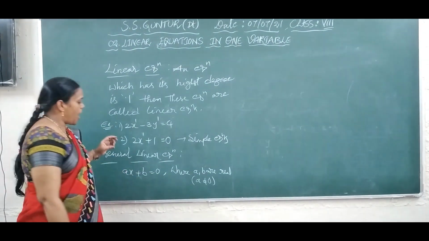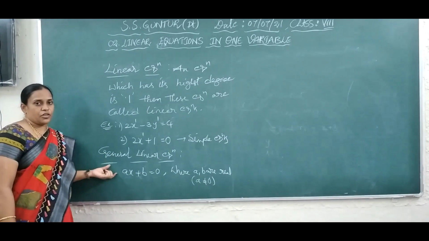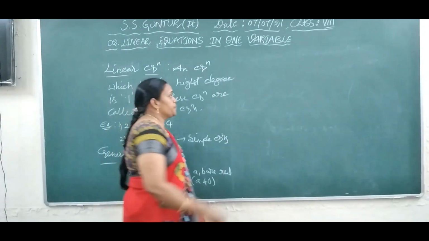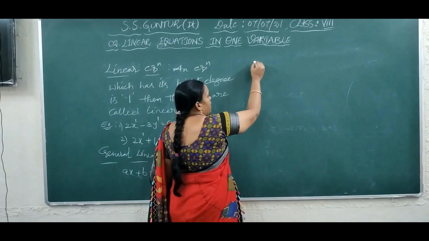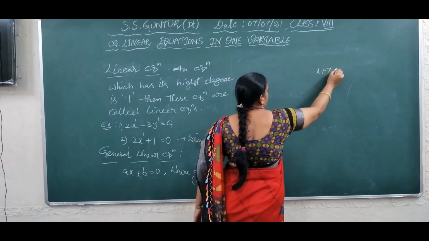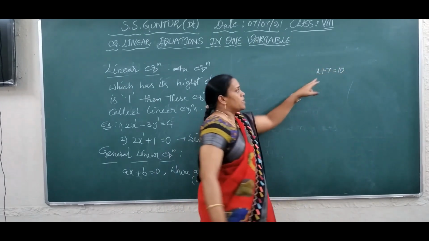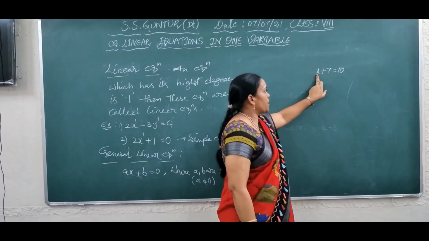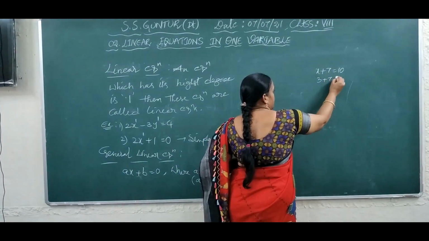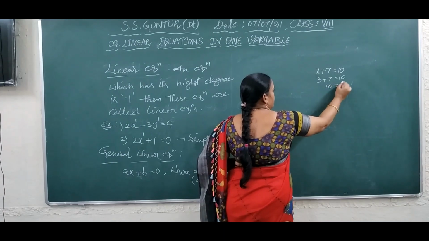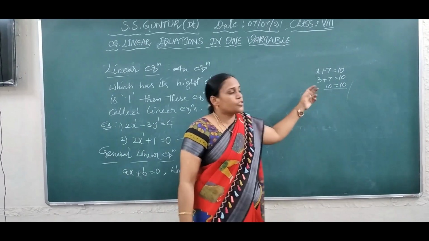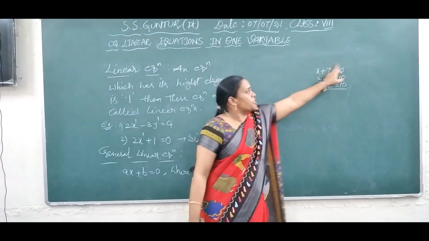In this, you have to find the solution of an equation. So, what is a solution? See this example. x plus 7 is equal to 10. In this, which number do you take in x's place? x is 3. 3 plus 7 is equal to 10. 10 equal to 10. So, here x is equal to 3 is the solution of this equation.